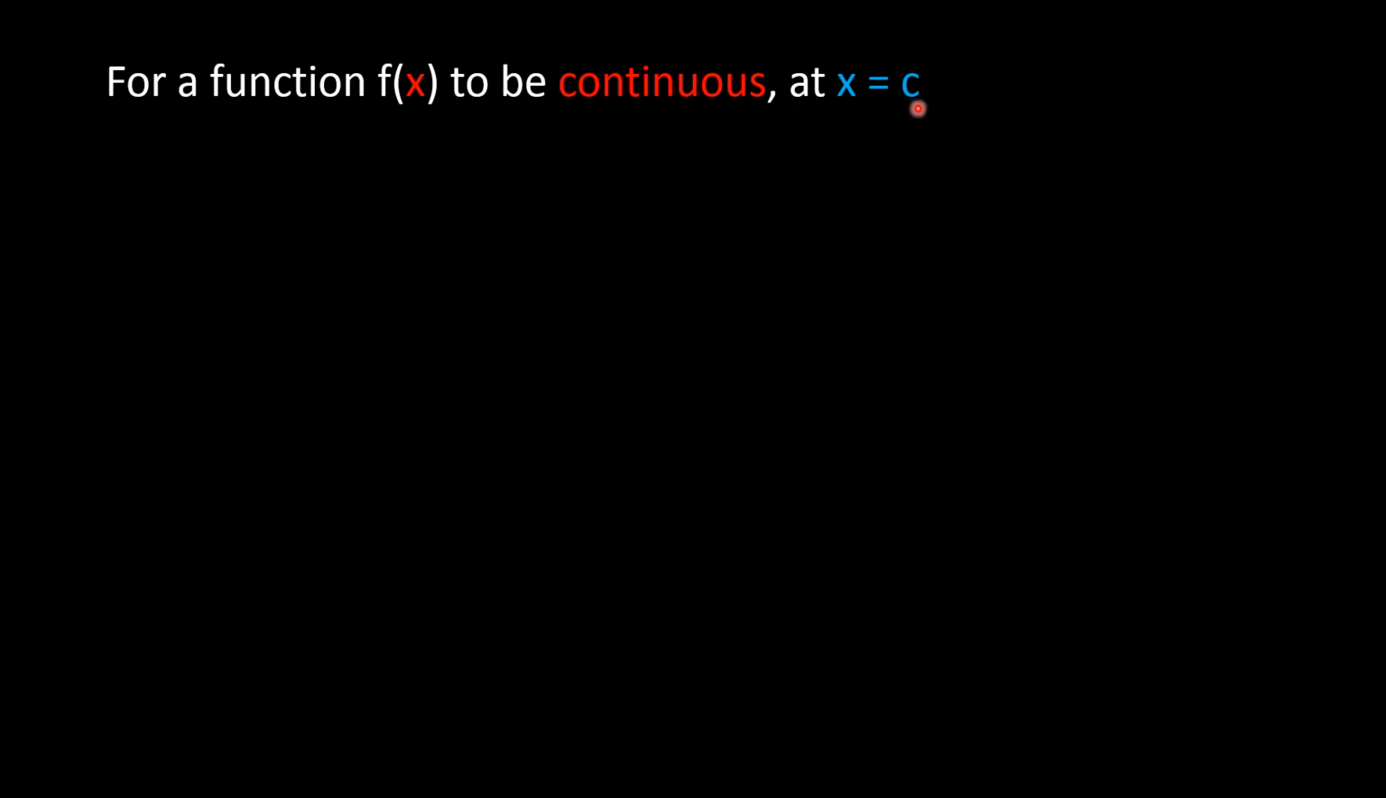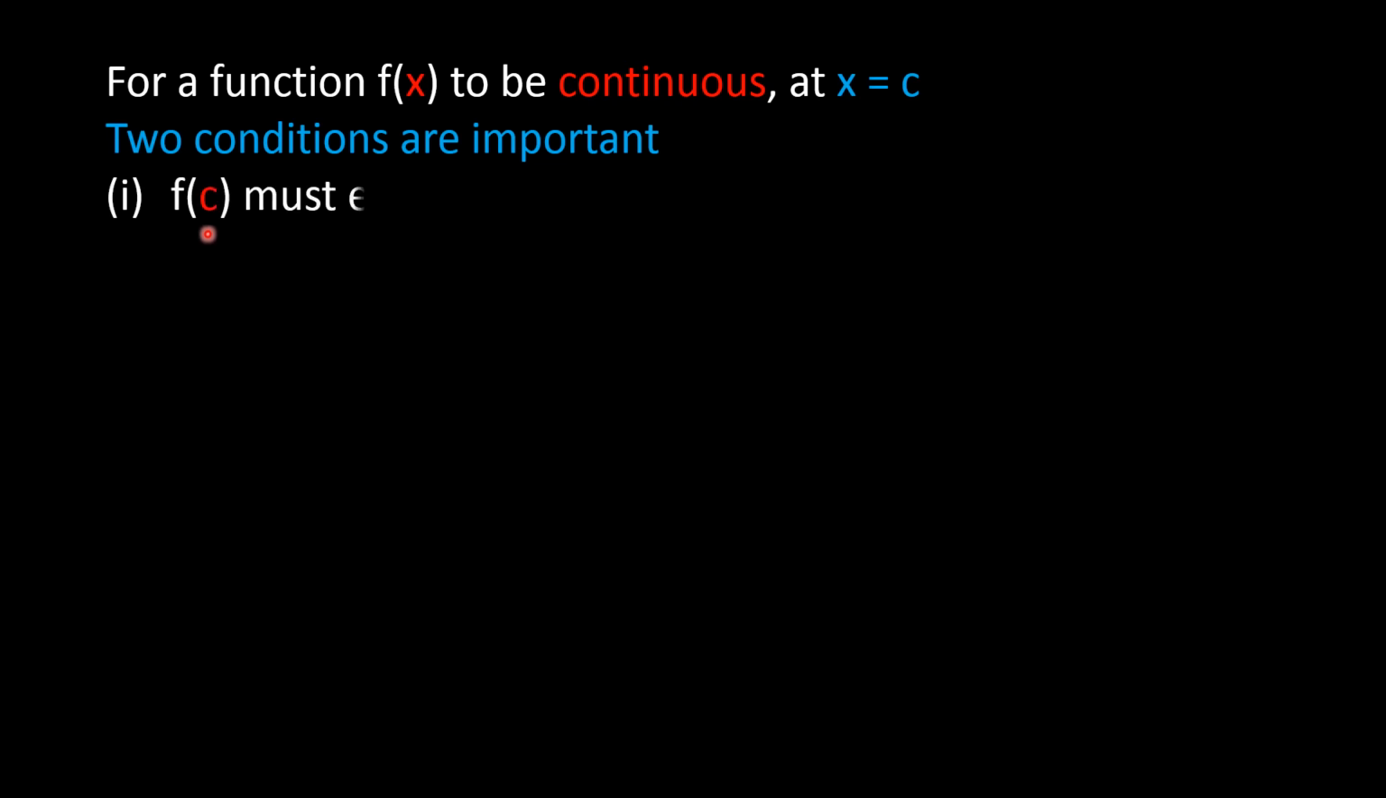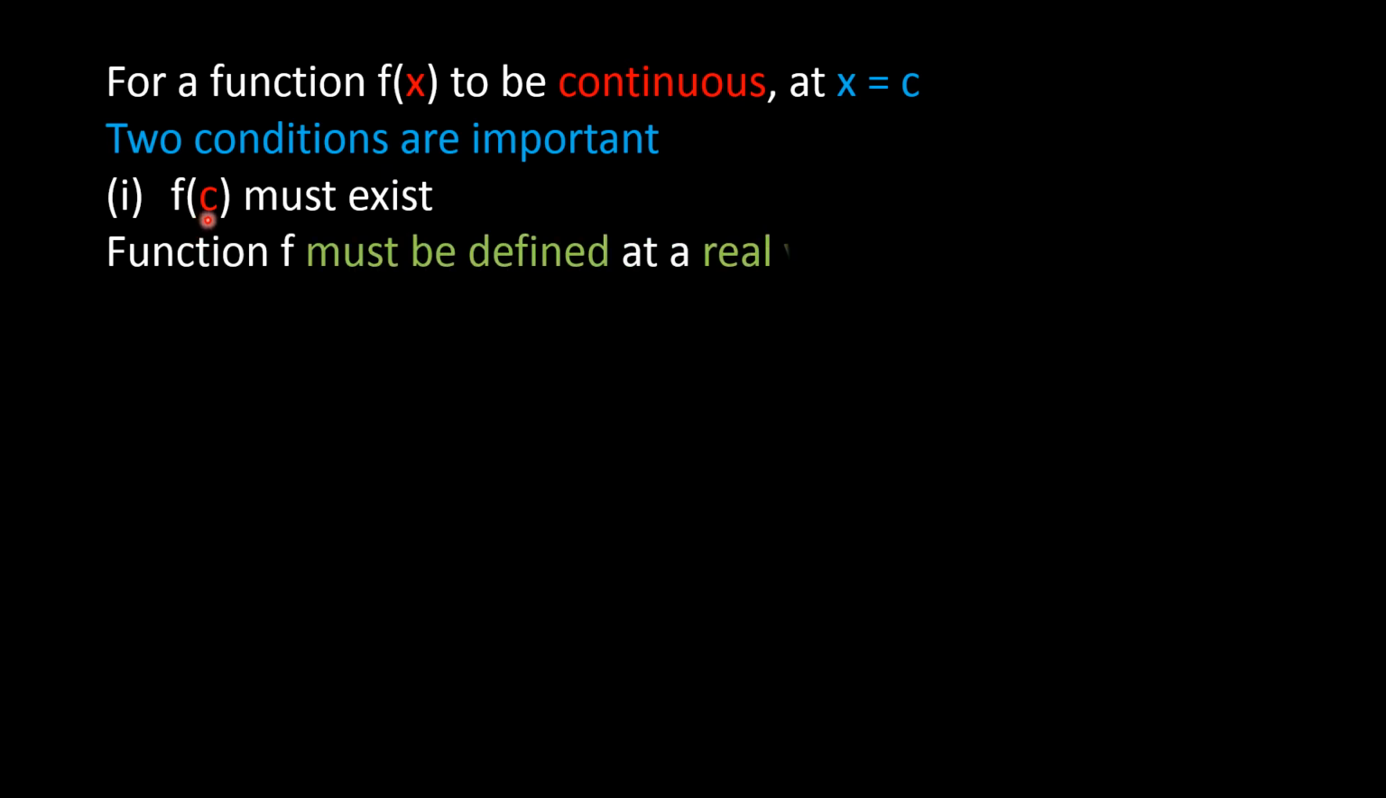Now we will define continuity of a function. For a function f(x) to be continuous at x equals c, two conditions are important. Number one, f(c) must exist, which means the value of the function at x equals c must exist, or function f must be defined at a real value c. Number two, limit f(x) as x approaches c must be equal to f(c).